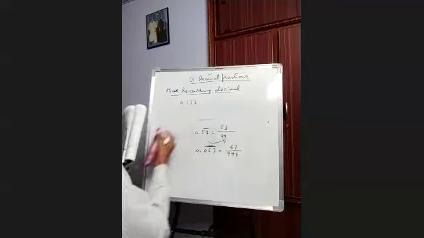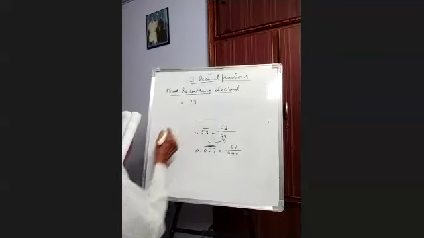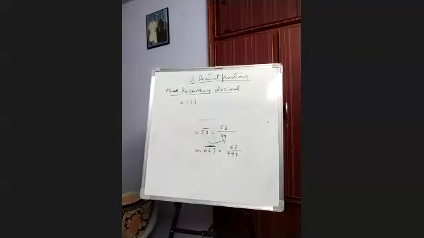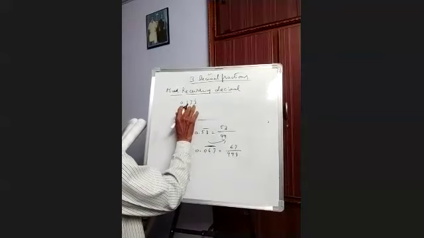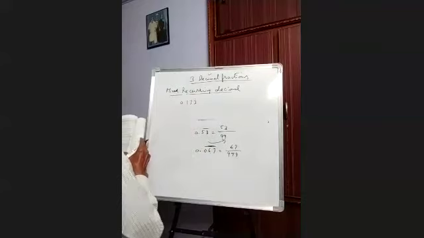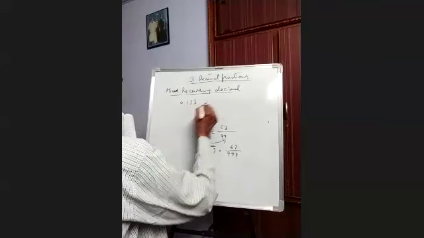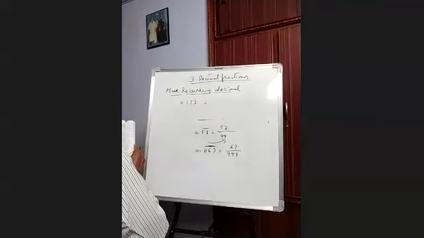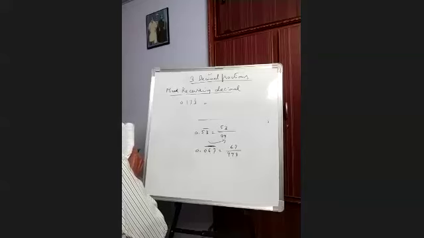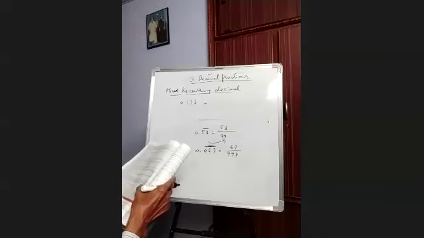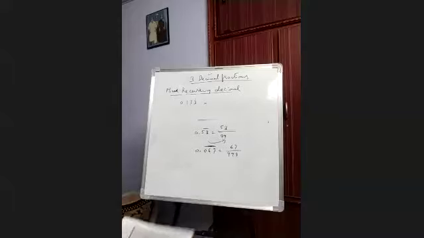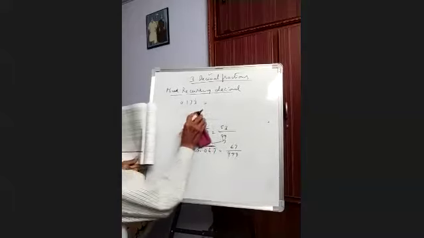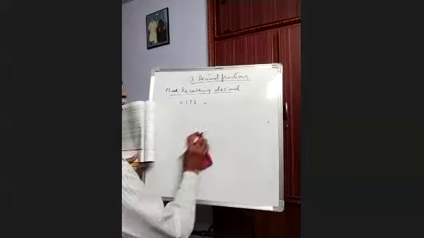17333 dot over 3. This is the mixed recurring decimal. That means recurring decimals are there, and a non-recurring portion is also there. How to write this one into a fraction? Converting. Write down the conversion.